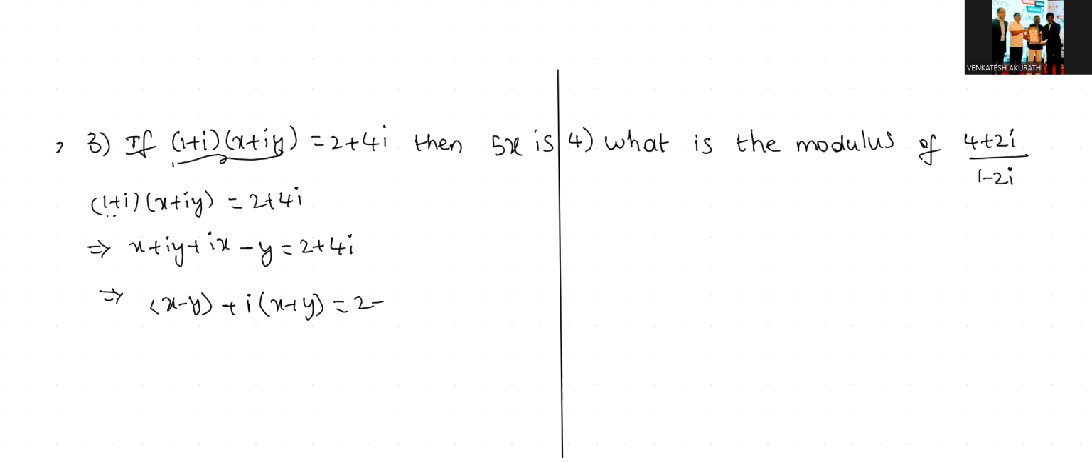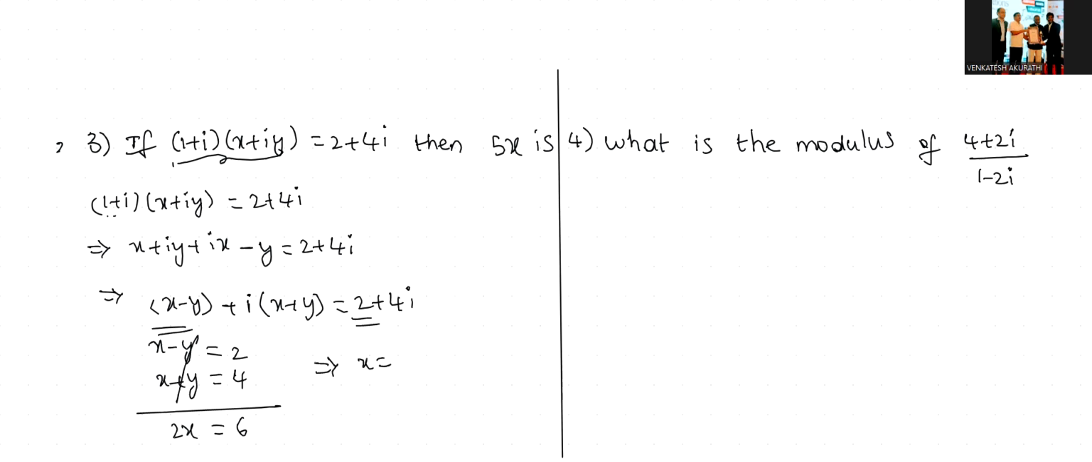Comparing real part and imaginary part. Real part means here x minus y, the real part value is 2. And imaginary part x plus y is equal to 4. Solving these two equations, we get x value. That implies x is equal to 3. Therefore, we have to find only 5x value. 5x is equal to 5 into 3, that is equal to 15.